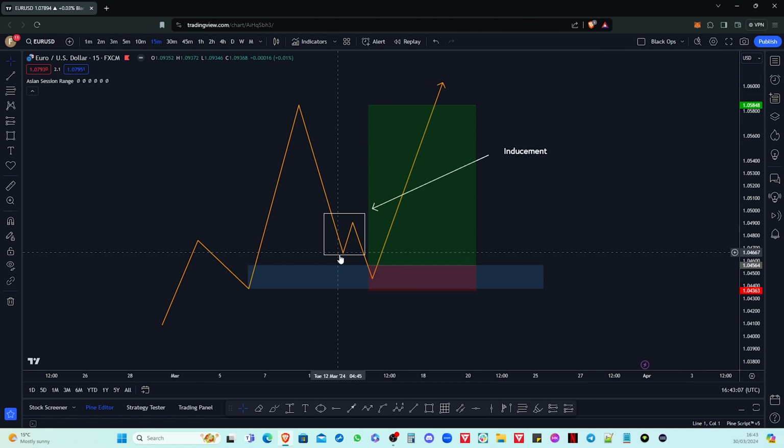We want to see price essentially come down. Now this inducement doesn't have to be a lower high as it's represented here. It can be a couple of candles just showing some sort of willingness to reverse, but it's a fake move. We're going to wait for price to pull lower, and then we're going to get in.